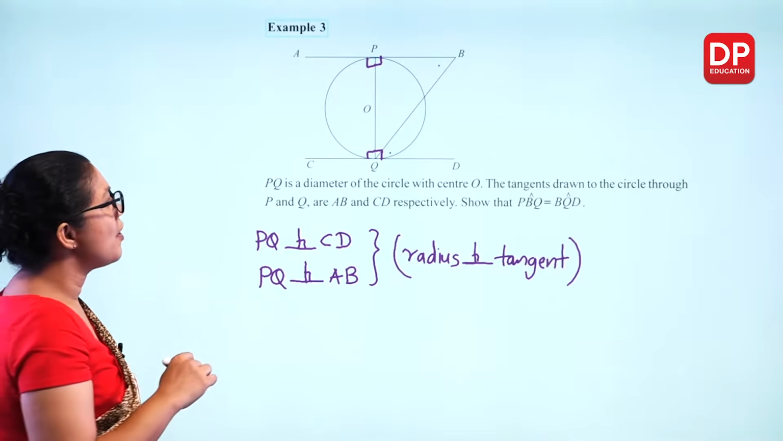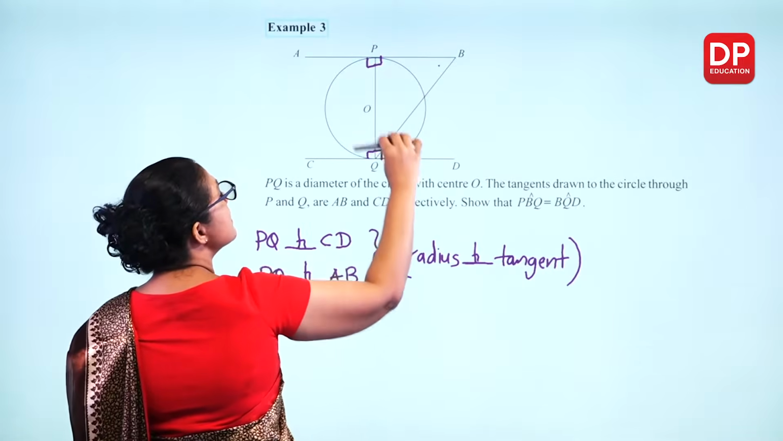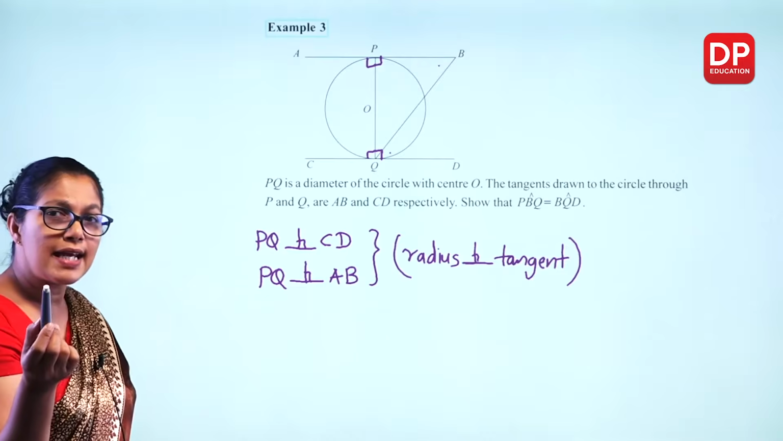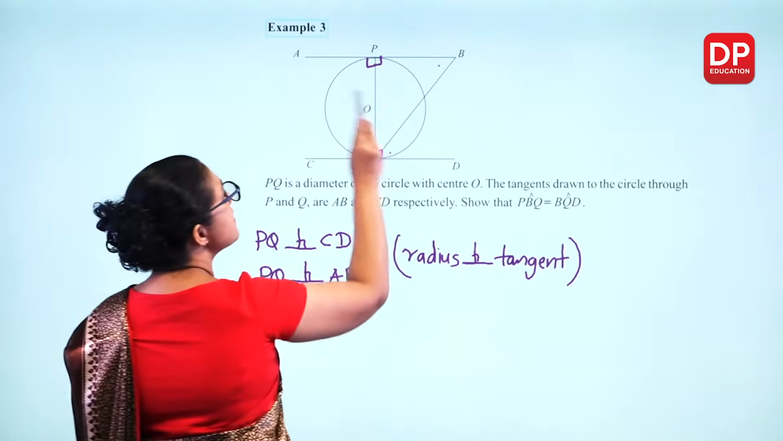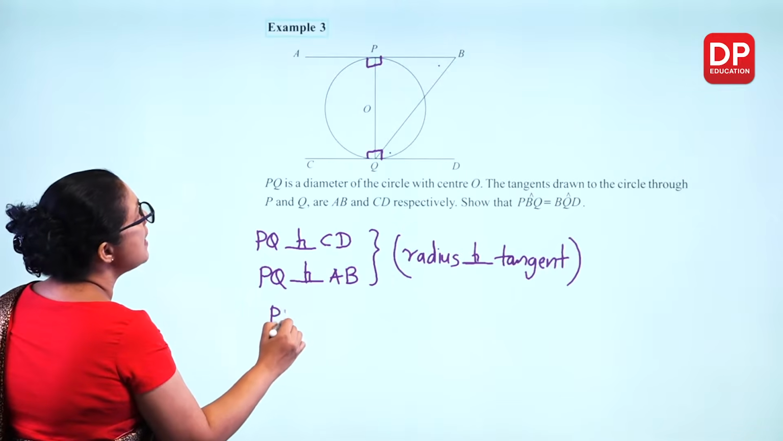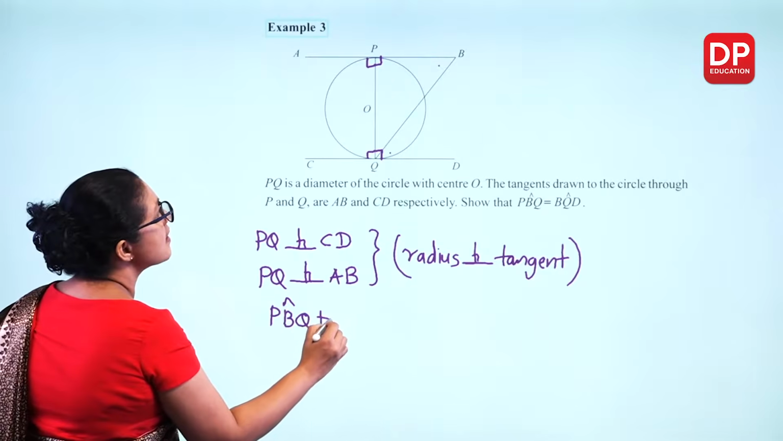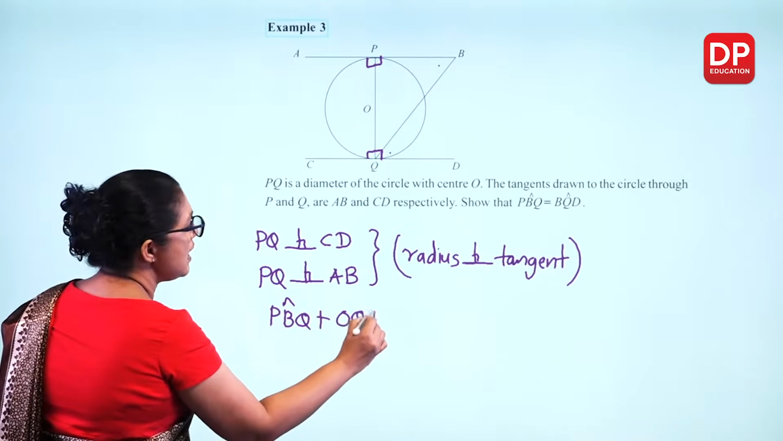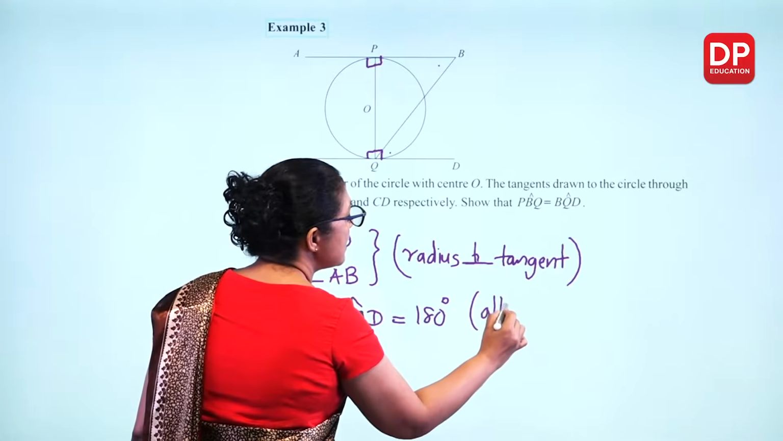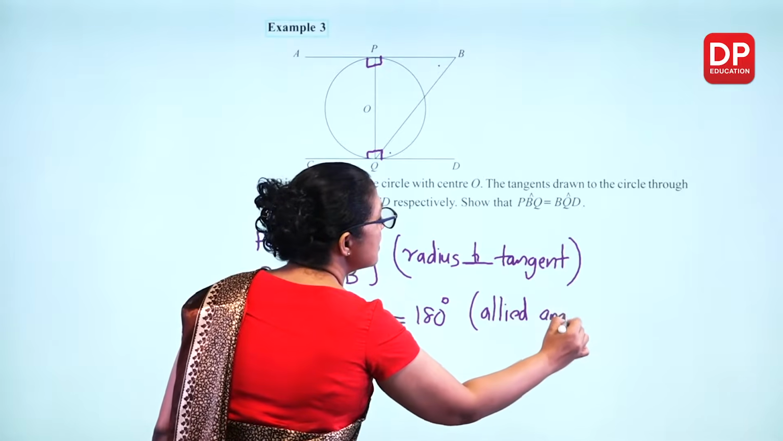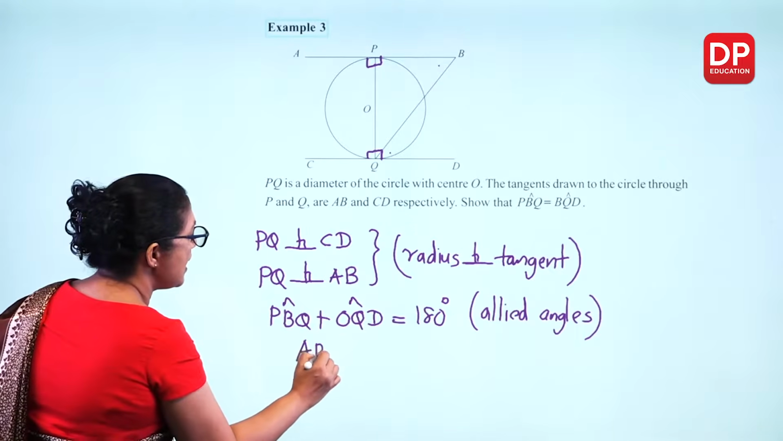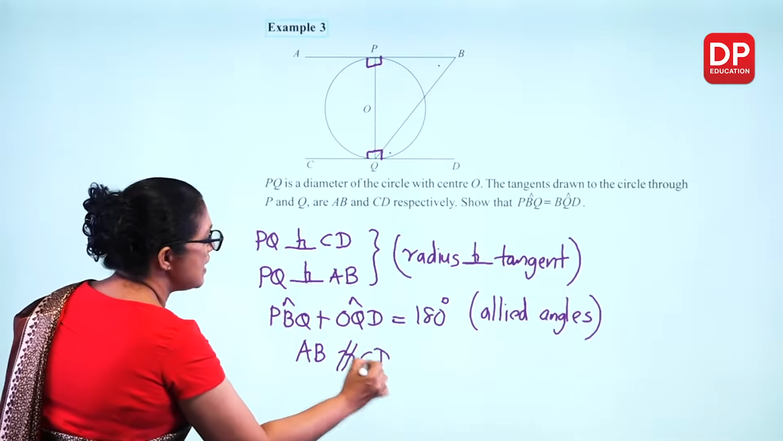Then what can you say about these two? So allied angles: this is 90 plus 90, you get 180. Allied angles 180 means these two lines are parallel. So we can say PBQ angle plus OQD angle is equal to 180, allied angles. So allied angles 180 means AB line is parallel to CD line.